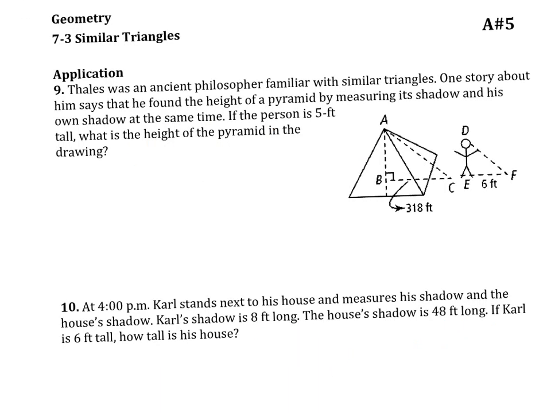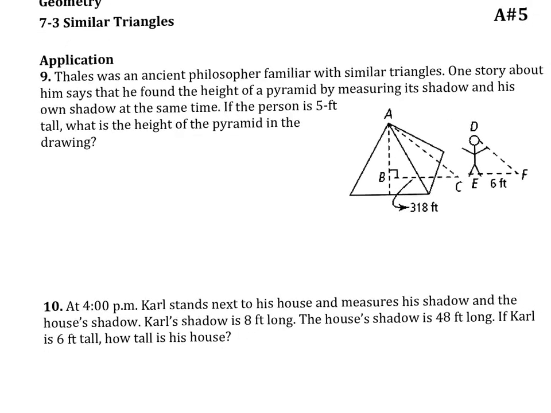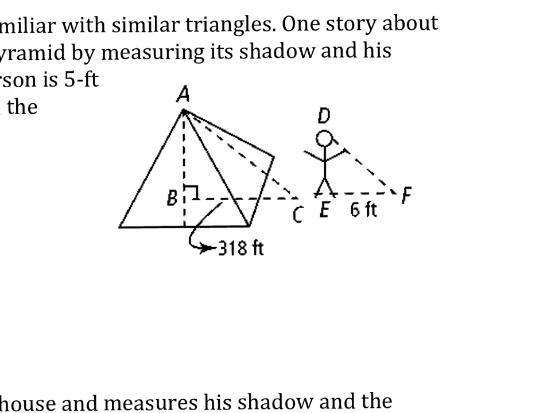But we'll look at this. Thales was an ancient philosopher familiar with similar triangles. And one story about him says that he found the height of a pyramid by measuring its shadow and his own shadow at the same time. So if a person is 5 feet tall, what's the height of the pyramid from this diagram? Okay, so why do we know the triangles are similar, first off?